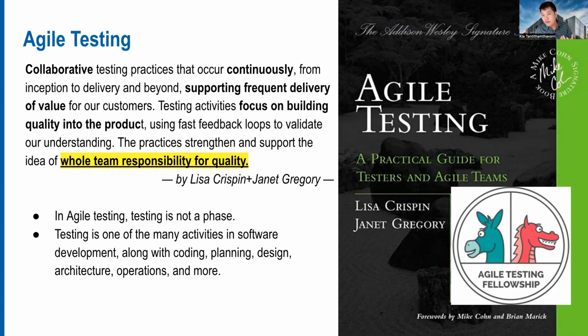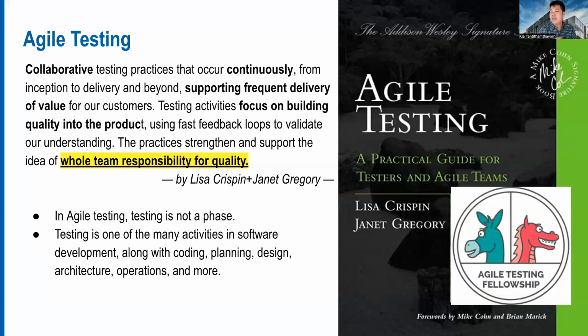This is a very good book, okay? Agile Testing: A Practical Guide for Testers and Agile Teams. It is written by Lisa Crispin and Janet Gregory. Based on this book, they mention that software testing is the whole team's responsibility, okay? The whole team should be responsible for software quality. It's not just the tester, but everyone on the team.